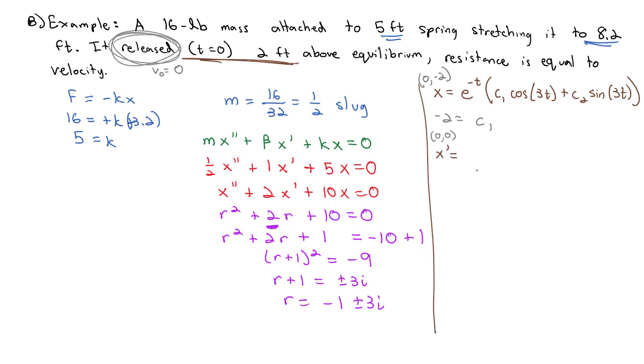We're going to have to use the product rule here. So we have -e to the -t times c1 cosine of 3t plus c2 sine of 3t, plus, going on to 2 lines here, running out of space, e to the -t times the derivative of the second part, which is -3 c1 sine of 3t plus 3 c2 cosine of 3t.